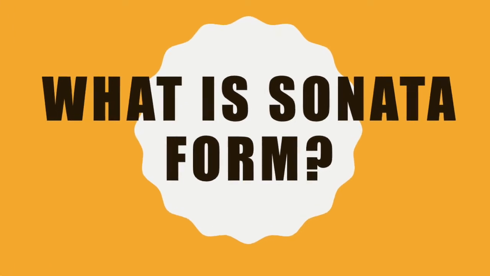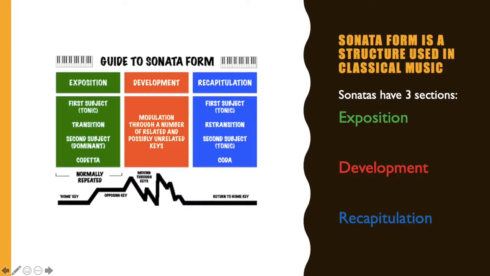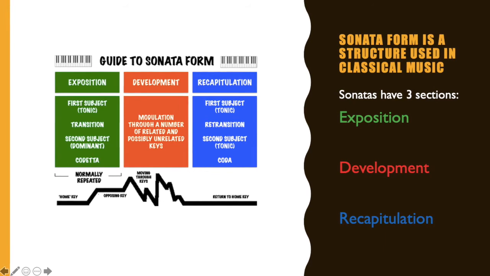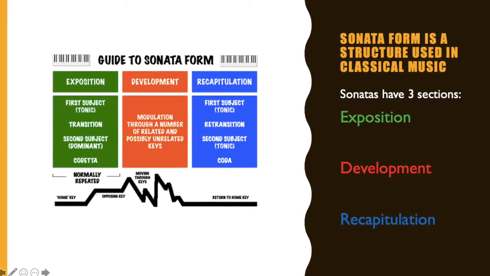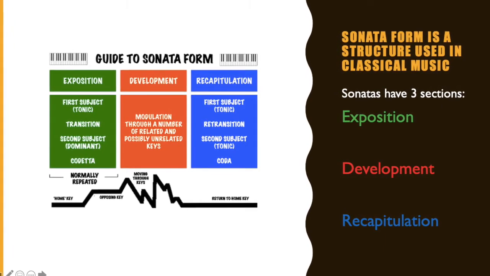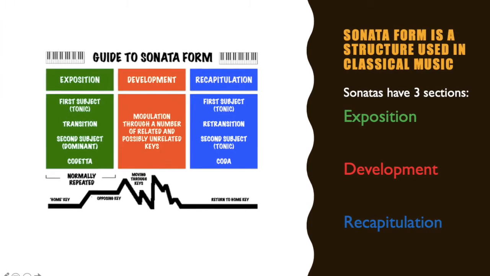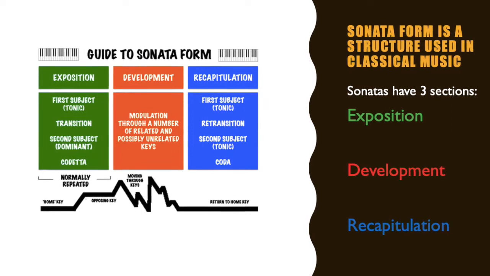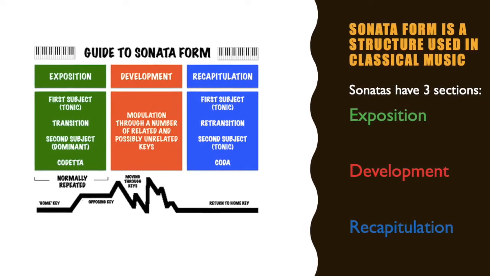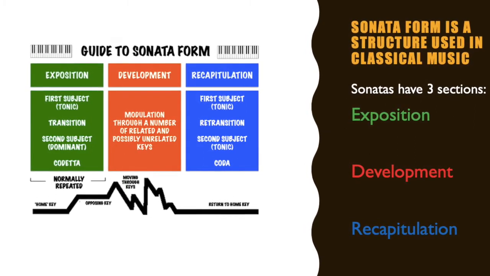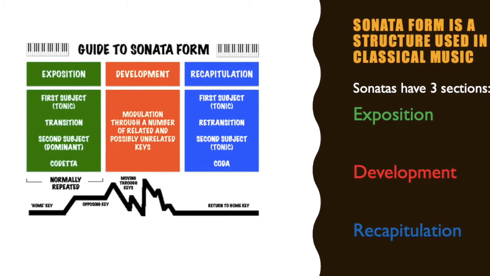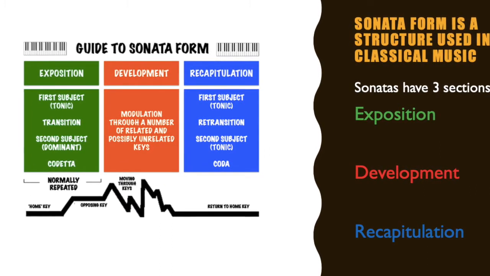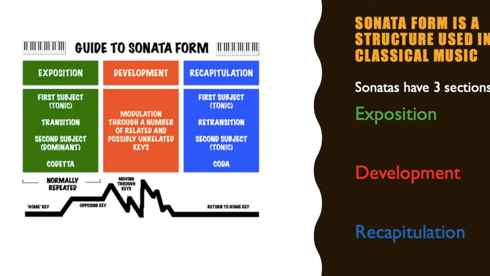What is sonata form? Sonata form is a structure used in Western classical music. It is made up of three sections: the exposition, the development, and the recapitulation. The exposition introduces the ideas or motifs, the development modulates into a new key, and the recapitulation repeats what has come before.